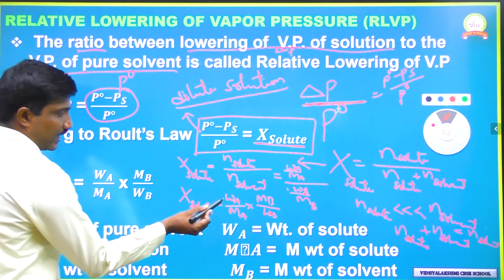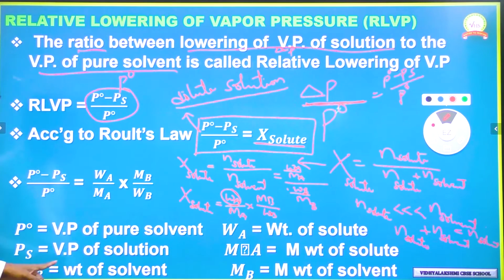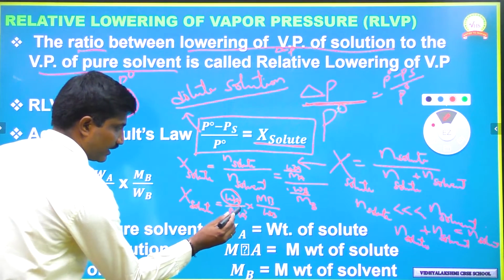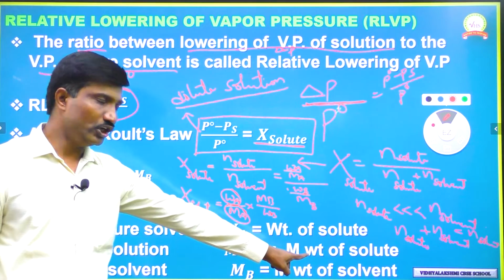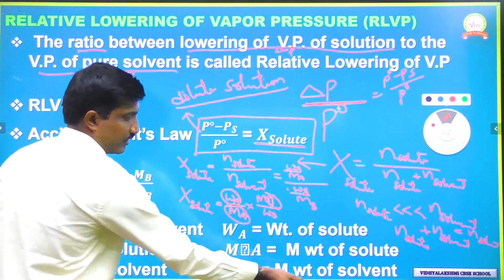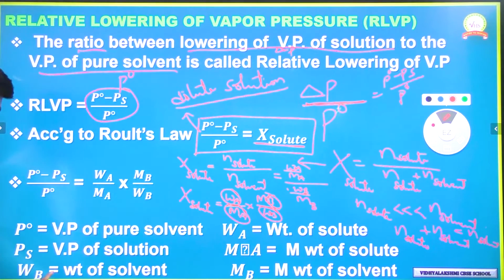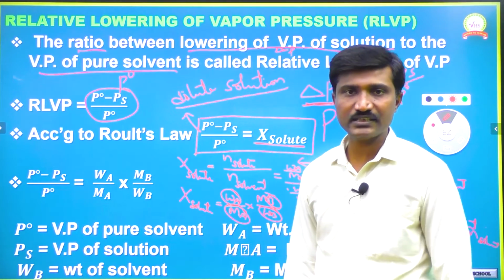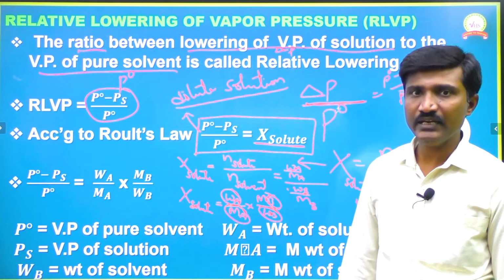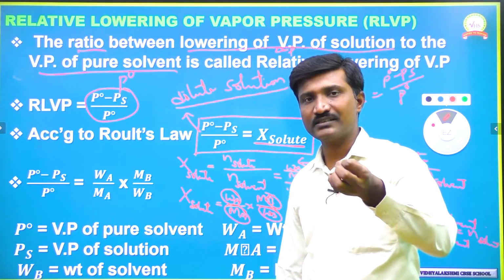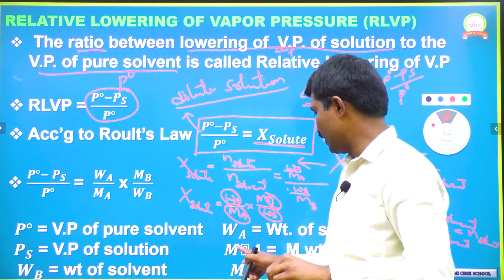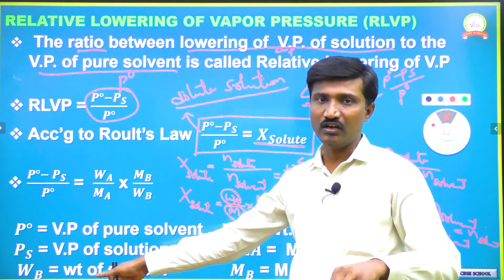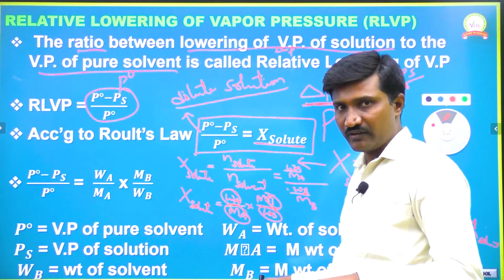So what is WA? WA is the weight of solute, and MA is the molecular weight of solute. MB is the molecular weight of solvent, and WB is the weight of solvent. A means solute, B means solvent, W means weight, M means molecular weight. Since we are going to add some amount of the solute and some amount of the solvent to prepare a solution, we know the WA and WB values. Since we know the solvent, we can know its molecular weight.